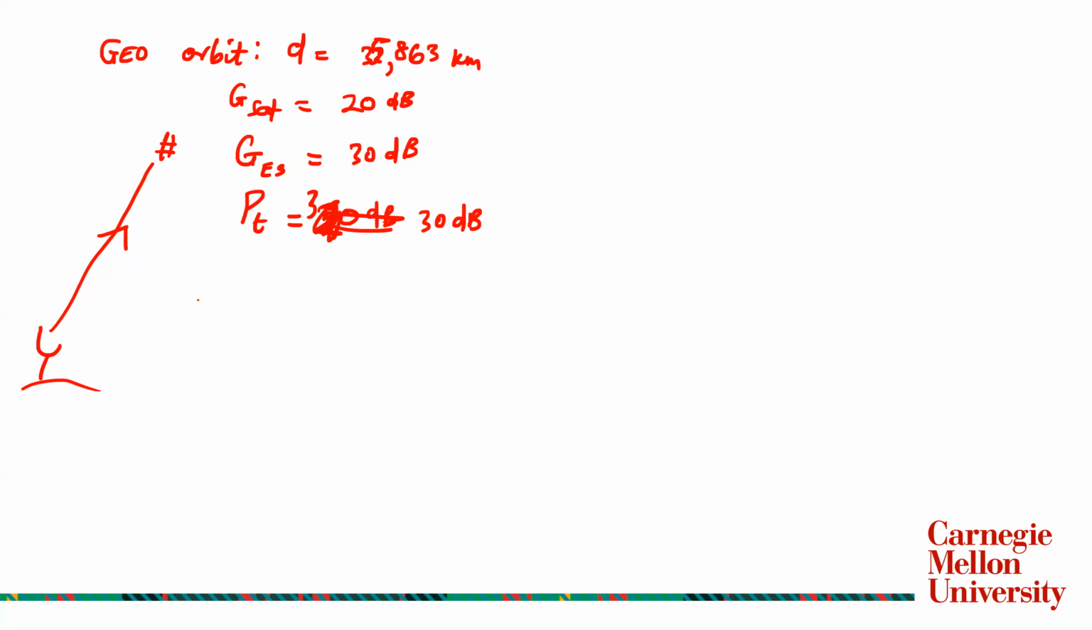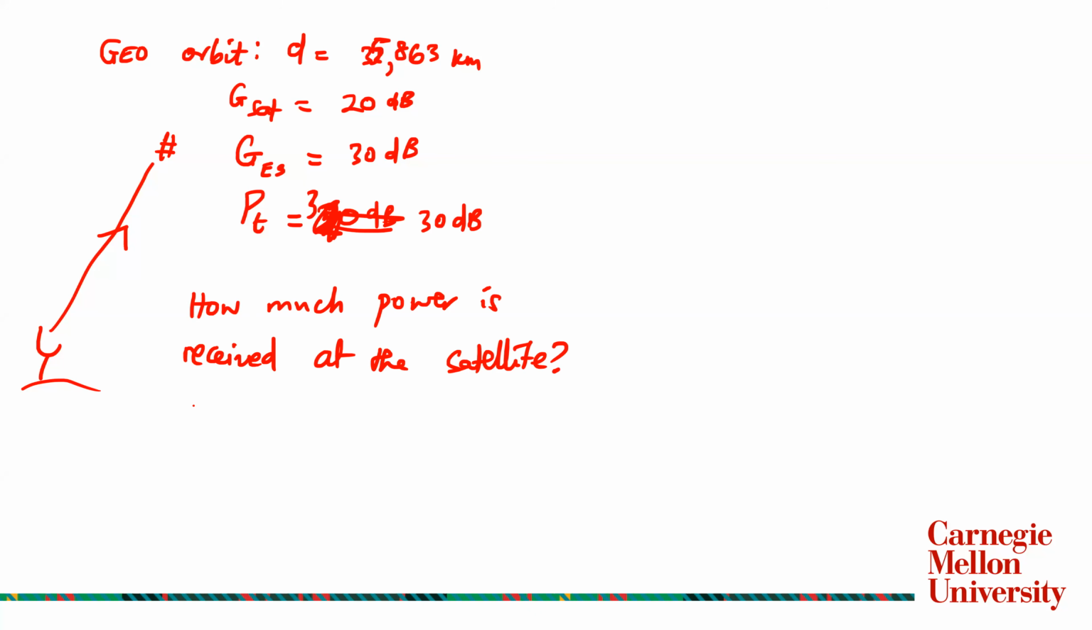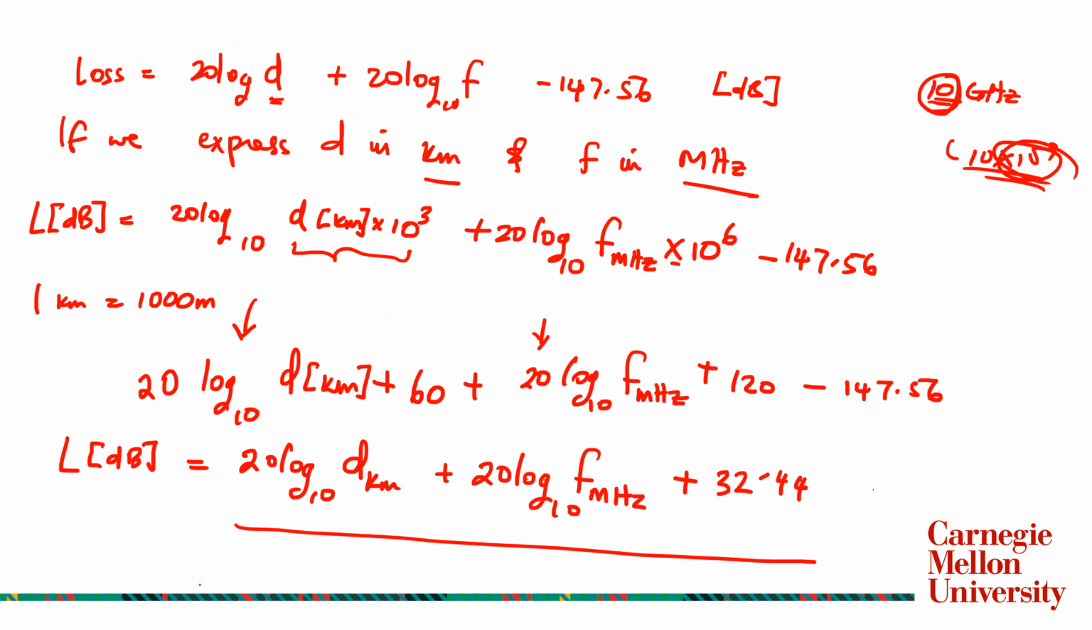Now, my question to you is, how much power is received at the satellite? That means PR at that point. Assume a frequency of 10 gigahertz. In this case, you can use either this equation, or you can use the simplified equation where we already have our distance in kilometers and frequency in megahertz.